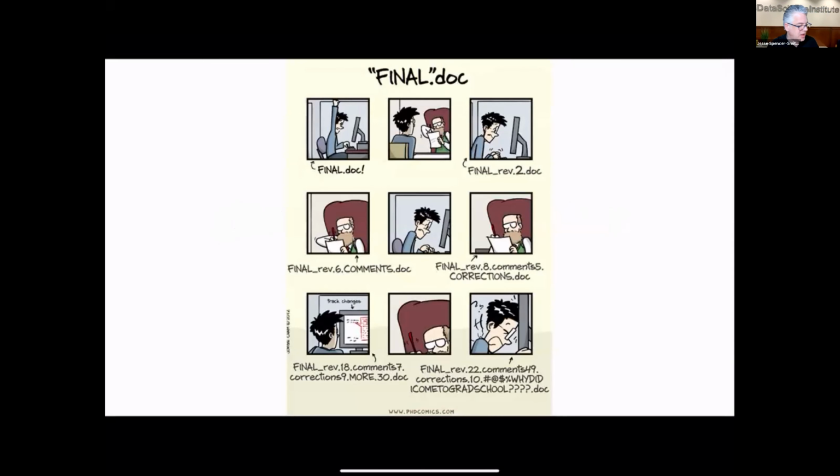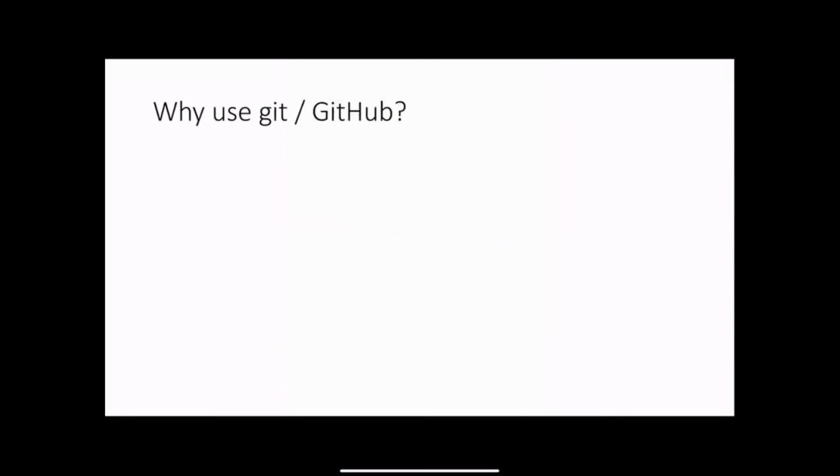So one of my favorite XKCD comics here. This is what versioning looks like when you try to do it with the file name, which kind of works, but then you end up with something along these lines. There's always a little bit more work that needs to be done.